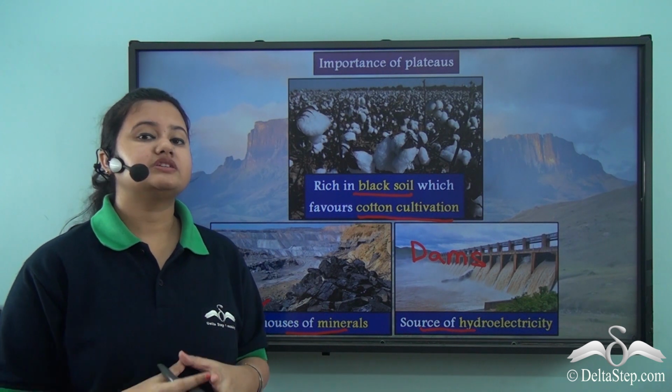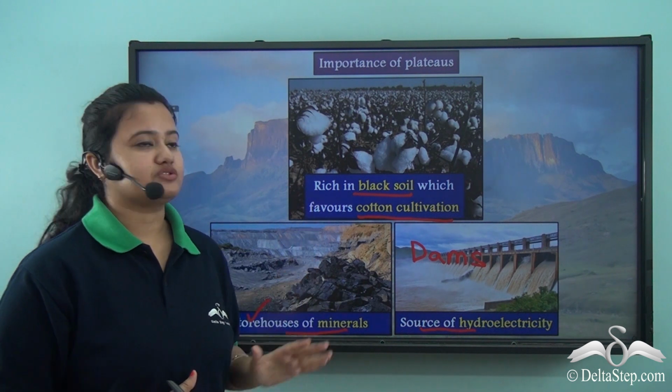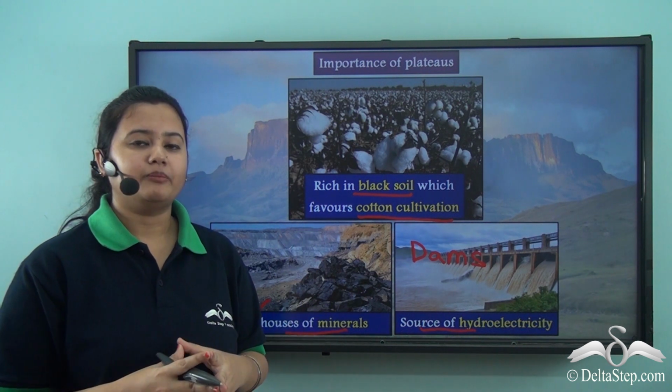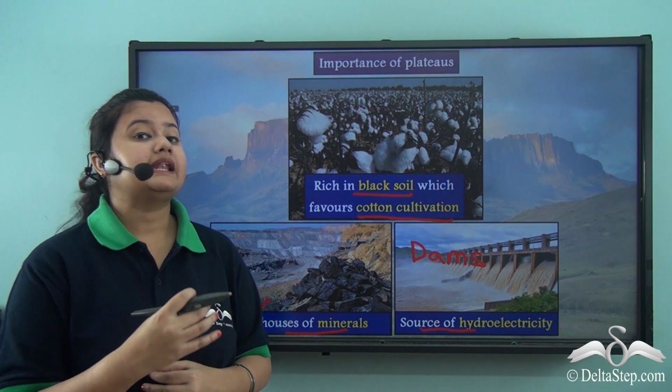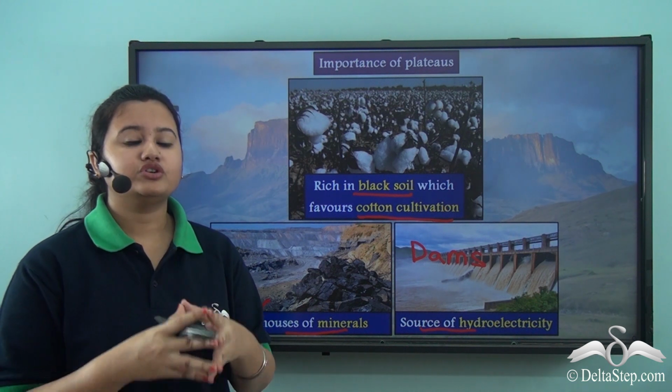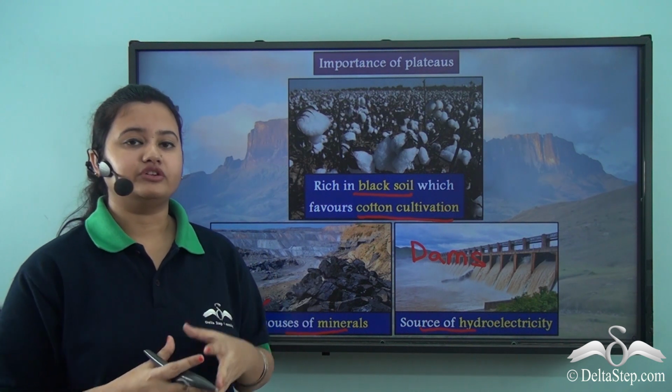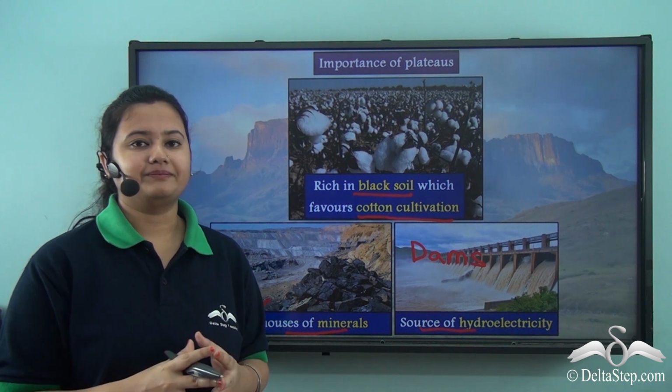And finally, we discuss about various importance of plateaus. So that's all about today's lesson. In our next lesson, we shall focus on another landform of the earth, and that is plains.